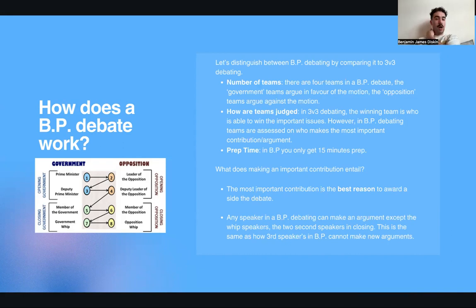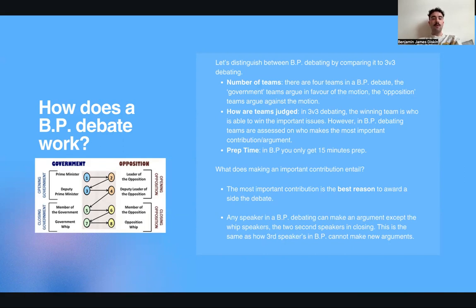And we'll talk a little bit now about how it is you actually win a BP debate and how you're able to beat other teams in a BP debate. So let's start again by talking about how you win a debate in 3v3 debating. And that's when, if you're on the affirmative or the negative team, you're able to basically win the important issues in the debate and convince the adjudicator that overall you provided better argumentation than the other team. Now, in BP debating, it's sort of similar in that you are attempting to explain to the adjudicator why your argument or your contribution is more important than anything any other team has said.